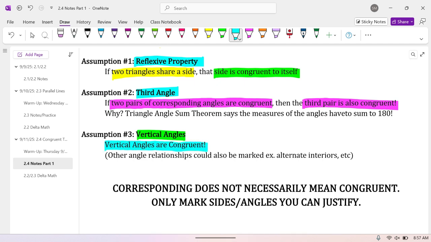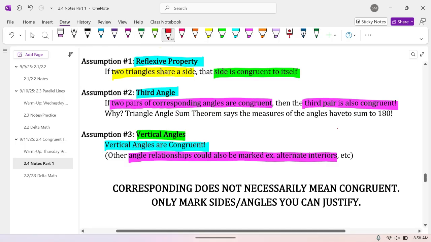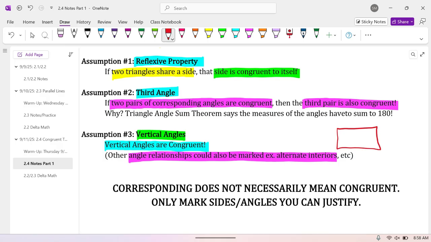So vertical angles are congruent. All right, other angle relationships could also be marked. So, for example, alternate interior. Sometimes, let's say we had a rectangle. Now, what do we know about a rectangle? Both sets of sides are congruent, but they're also parallel. So we know that a rectangle has two sets of parallel sides.